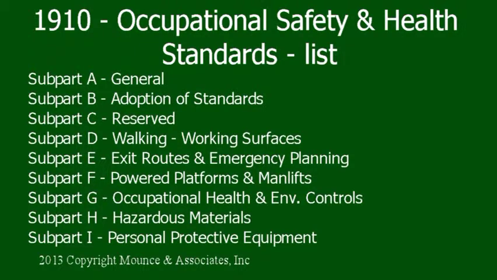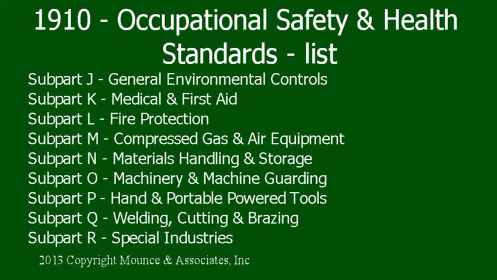Subpart I will cover eye, respiratory, head, and foot protection, electrical protective equipment, and hand protection. Subpart J will cover sanitation, temporary labor camps, non-water carriage disposal systems, safety color code for marking physical hazards, specifications for accident prevention signs and tags, permit required confined spaces, and the control of hazardous energy. Subpart K will cover medical services and first aid.